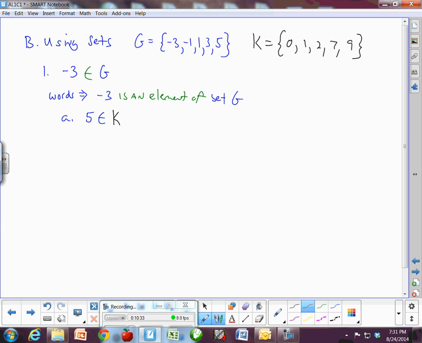All right, remember how the line through the circle was the null set? To negate it, to say not, we do the same thing here. We'll put a line through the is a member of, or is an element of, symbol. So now you would read this: 5 is not an element of set K, and that would be true, right? This is not an element of. 5 is not an element of set K.